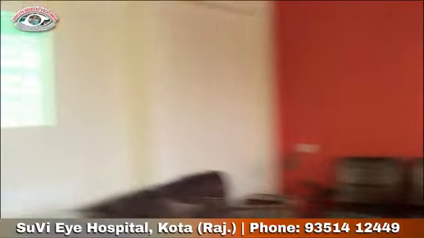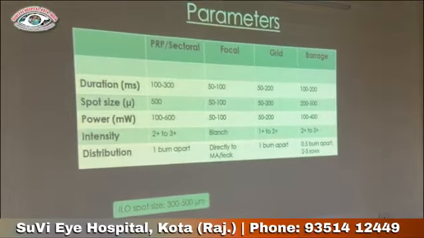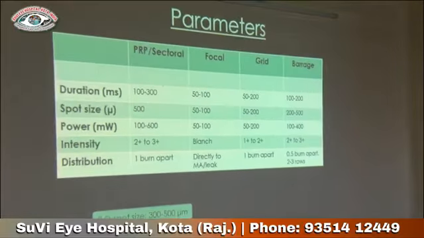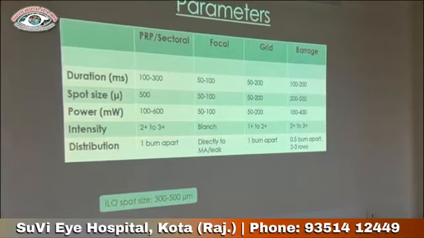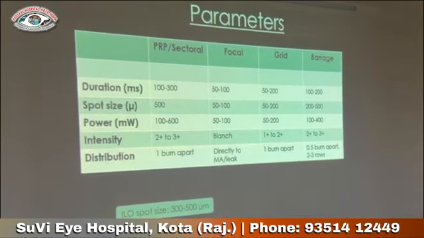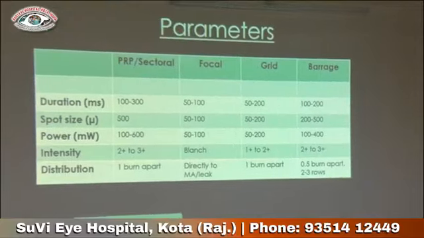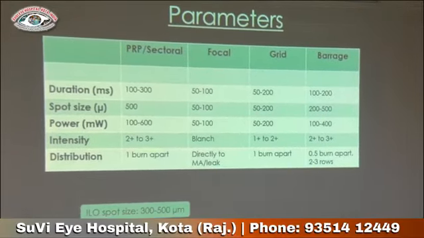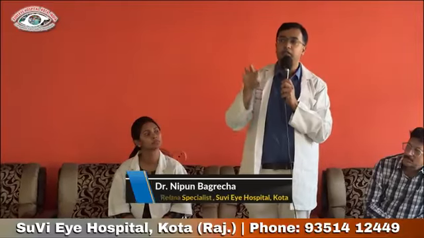So this is a nice table. The most important thing I would like to elaborate is that the grade of the burn is very important. For PRP, grid and barrage, grid is obsolete nowadays. For PRP and barrage, we use grade 2 to 3 burns, and the power can be different, because power depends on your media.